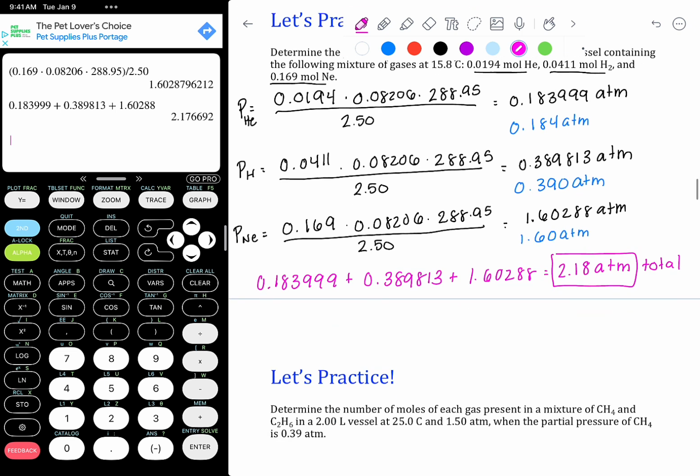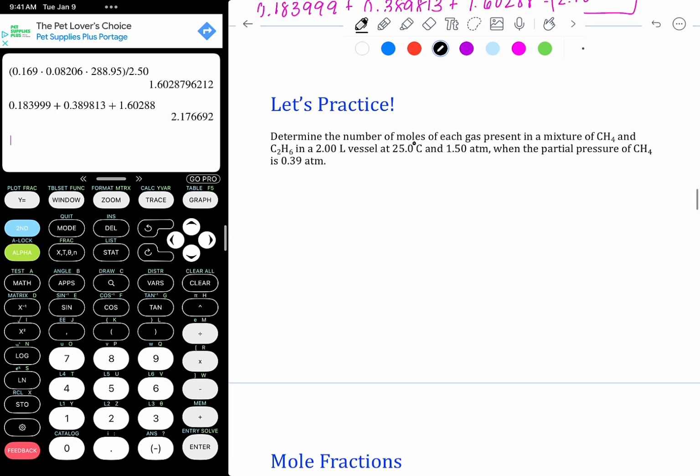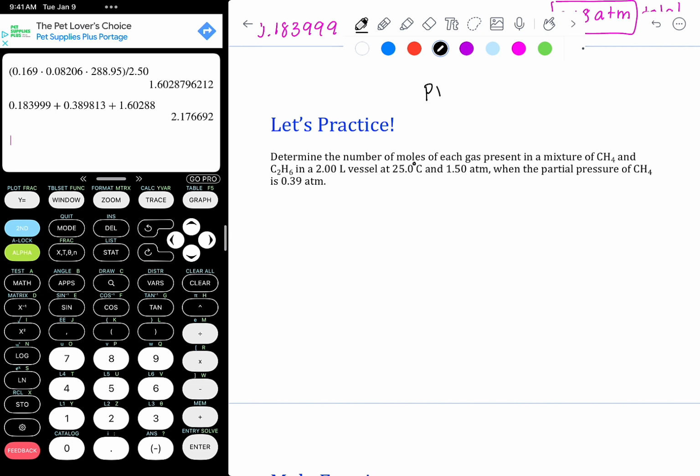Okay, let's see what's our next one. Determine the number of moles of each gas in a mixture of methane and C2H6 in a 2-liter vessel at 25 degrees Celsius and 1.5 atm when the partial pressure of CH4 is 0.39 atm. So let's think about this problem. We have PV equals nRT. We want to solve for n now instead of P. So we're going to say that n is equal to PV over RT.